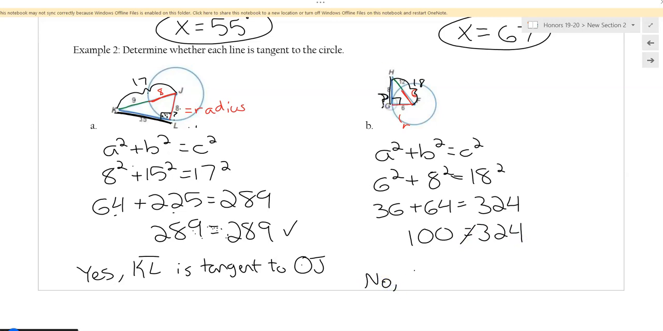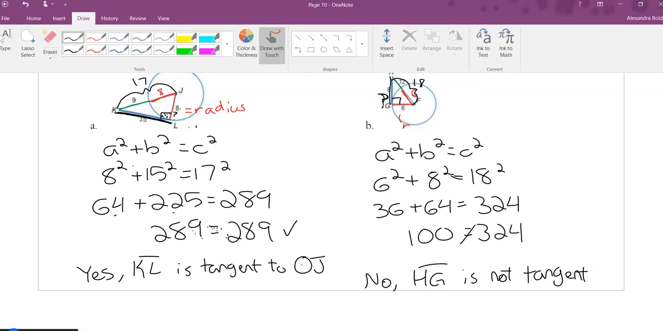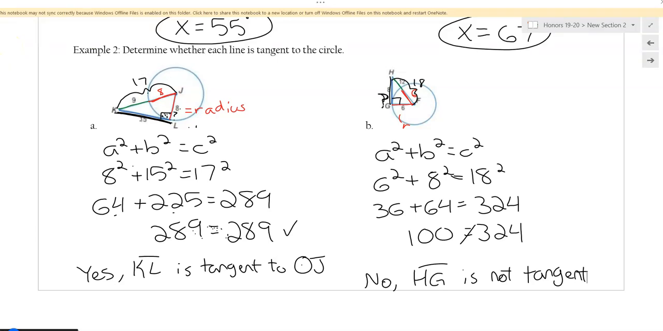This is HG, it is not tangent. Okay, so if it works, yes, it is tangent. If it doesn't work, no, it's not tangent. All right, let's look at our next activity.